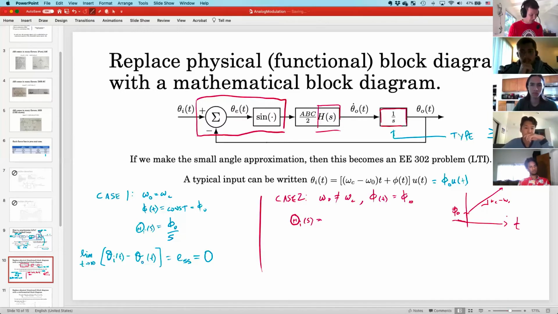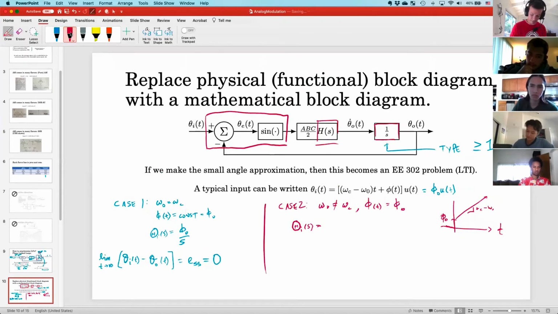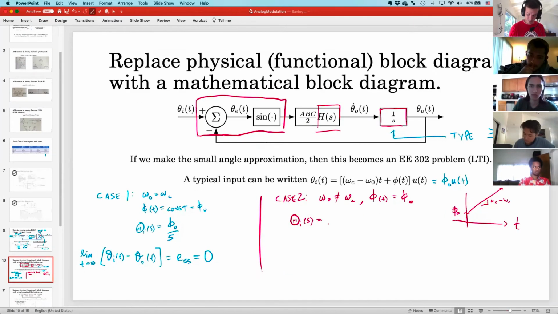Okay, so the Laplace transform of a pure ramp is just the amplitude or the slope over s squared. How many times can I get the subscripts wrong? We'll play that fun game. So this would be omega c minus omega naught all over s squared, but I'm going to add that to another step.